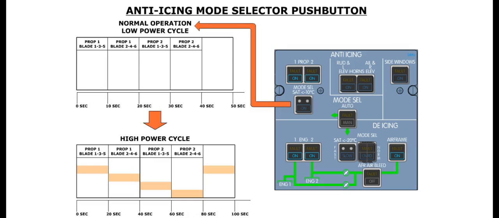When propeller heat is selected, the propellers will be heated using a cycle similar to the airframe boot inflation cycle. The heating cycle is selected by the mode select SAT less than -10 degrees Celsius push button, also located on the anti-icing panel.